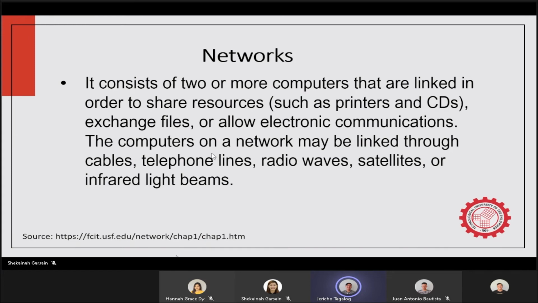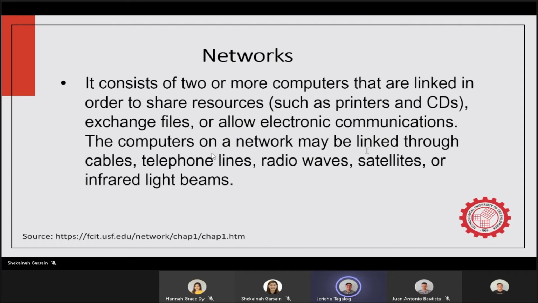And networks. It consists of two or more computers that are linked in order to share resources, such as printer and CDs, exchange files, or allow electronic communication. The computer on a network may be linked through cables, telephone lines, radio waves, satellites, or infrared light beams.